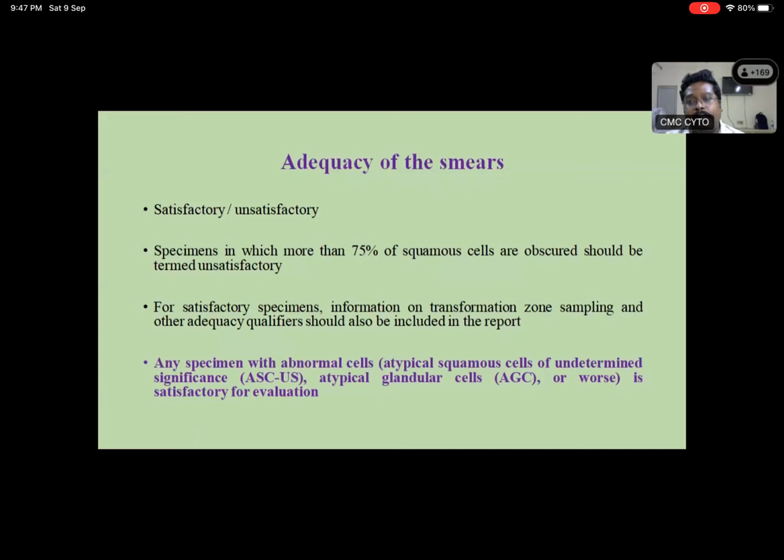The basal cells, right? So that is why when we say that the transformation zone has been sampled, it serves as a quality indicator that there is a good chance of detecting squamous or glandular lesions from that site. Okay, and any specimen which has any abnormal cells, squamous, glandular, whatever it is, is satisfactory, and we do not call them unsatisfactory just for lack of adequate cellularity.